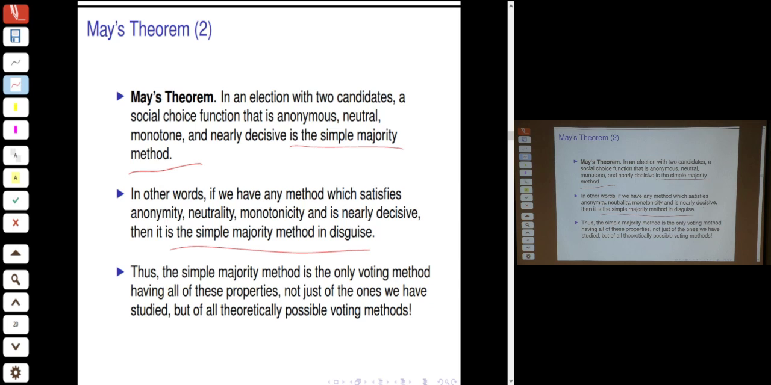Thus the simple majority method is the only voting method having these properties, not just of the ones we have studied, but of all theoretically possible voting methods. In this module we have studied a few voting methods, probably the most popular ones, but in principle you could come up with other voting methods, and indeed in the literature people have looked at other more esoteric voting methods. Kenneth May's theorem actually covers all of them. Whatever voting method, whatever social choice function you consider, as long as it is anonymous, neutral, monotone and nearly decisive, it must be the simple majority method.